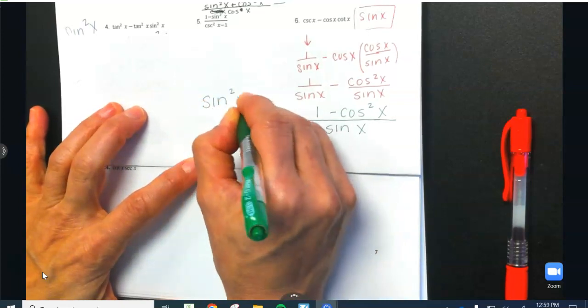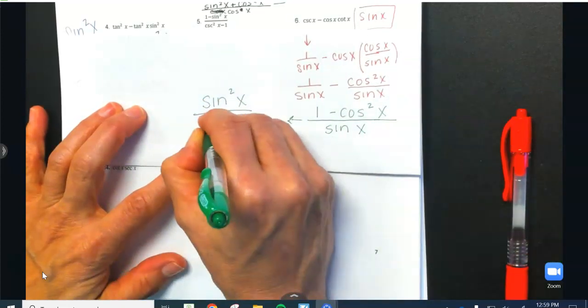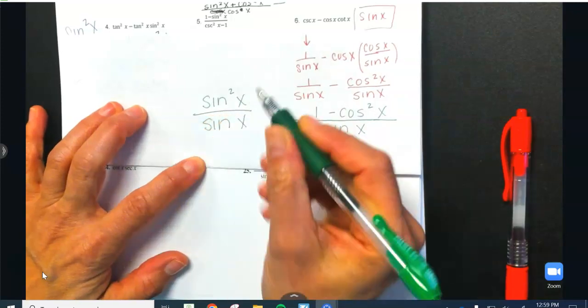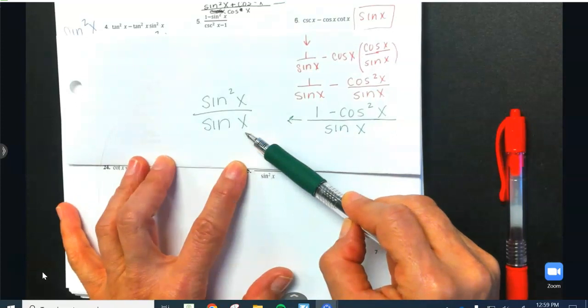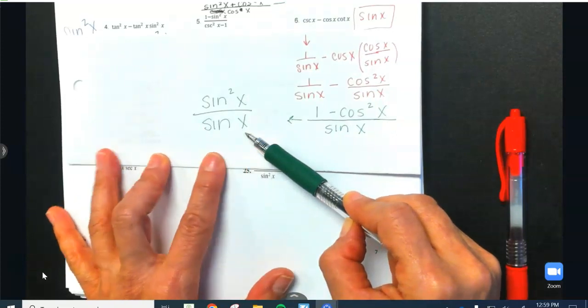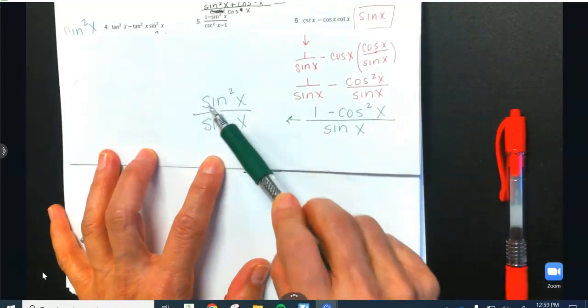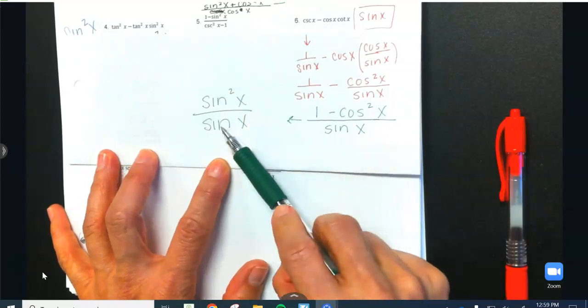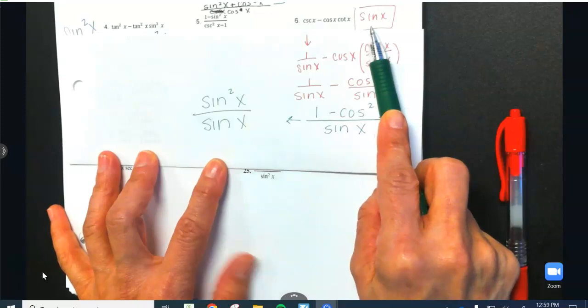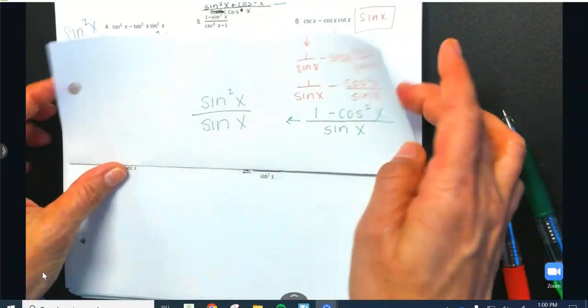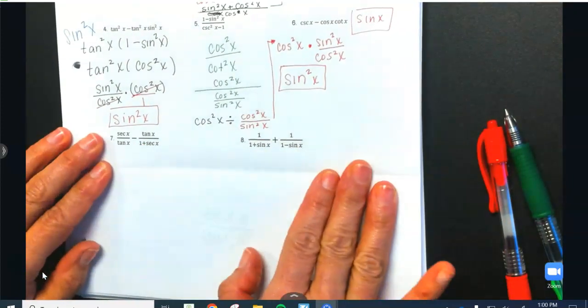And remember, y'all, these behave just like exponents. What would x squared over x simplify to? An x, yes. Then sine squared x over sine x is just sine x. All right, let's keep going.